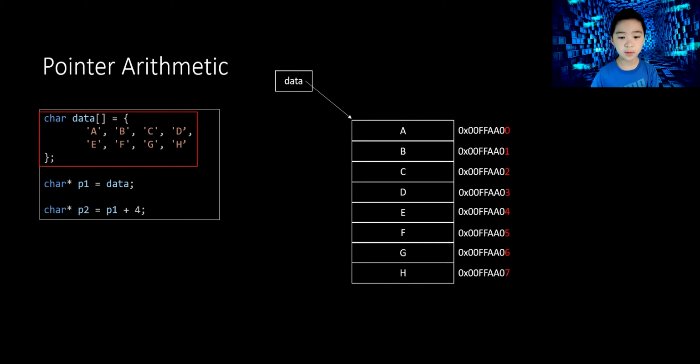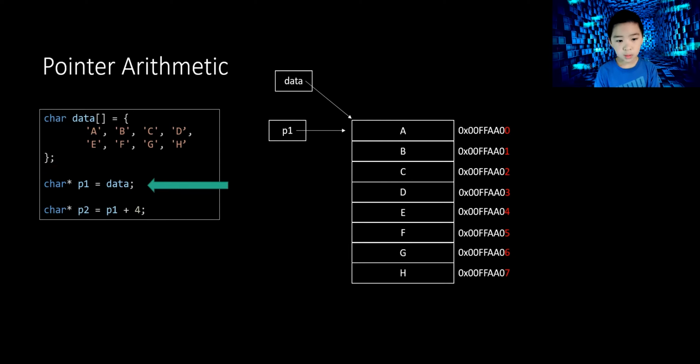The first statement defines the variable data as a char array, but it is basically a pointer. That means the variable data is a pointer to the first element in the array. Then we assign data to a char pointer p1. We just said that data is a pointer, so p1 is going to be pointing to the same address. As shown on the right side, both p1 and data are pointing to the first element in the array, and the address is 0.